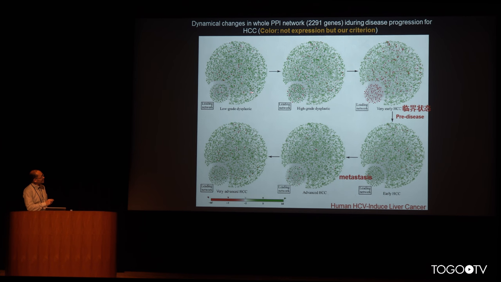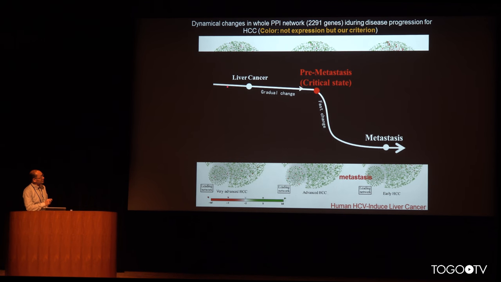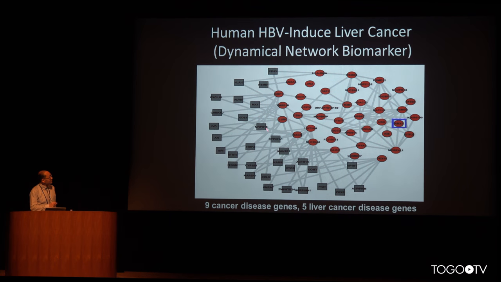Then using the DNB theory, we found the DNB here. We found that at the third stage, there is a very strong signal, so we know the tipping point is here. Then we checked the next stage for these 10 patients. We found all these 10 patients developed metastasis. This means that even though all these patients have liver cancer, which changes slowly, metastasis is a major phase transition. So we detected the pre-metastasis state.